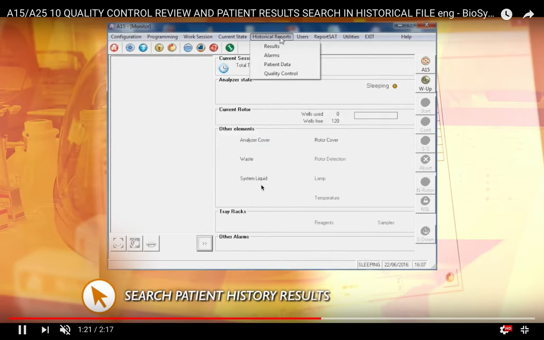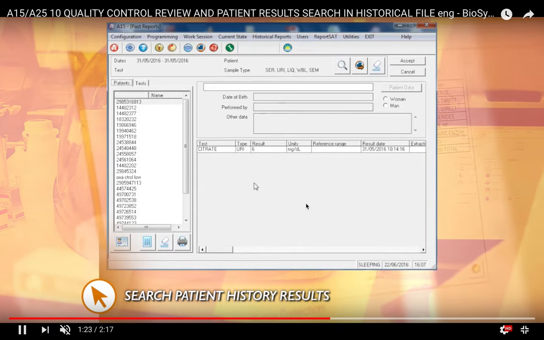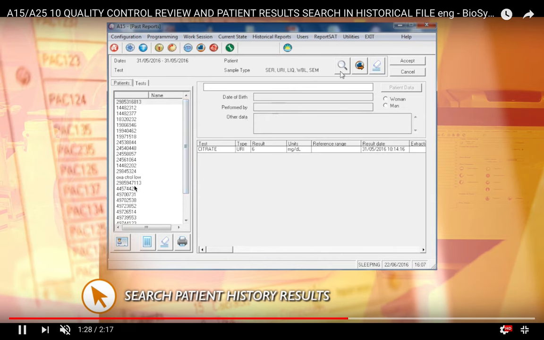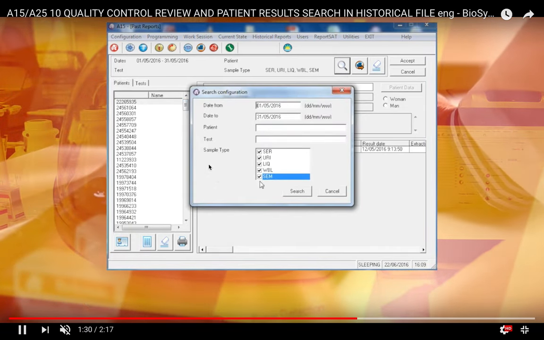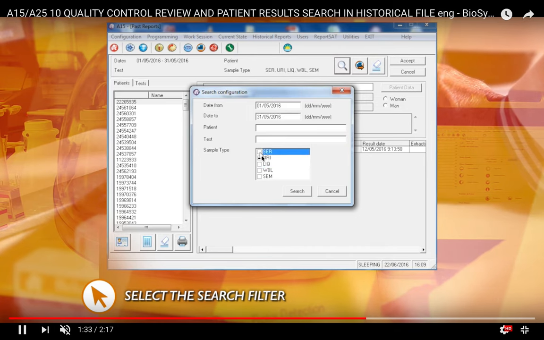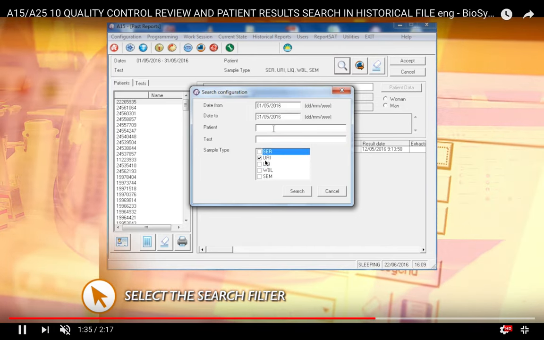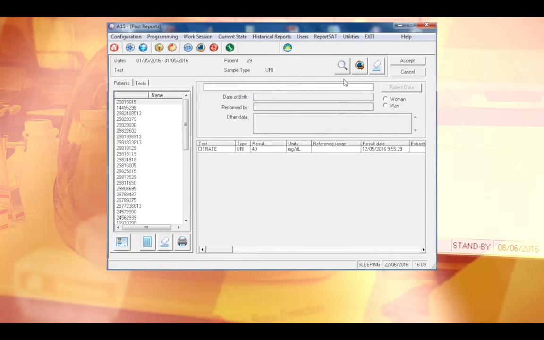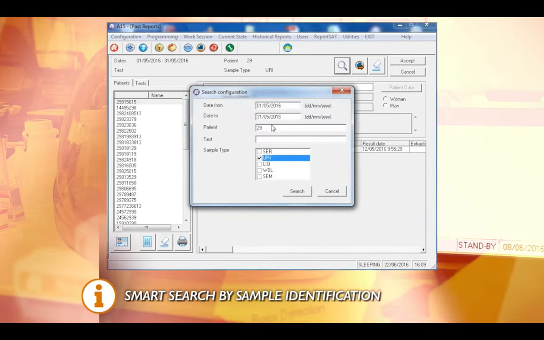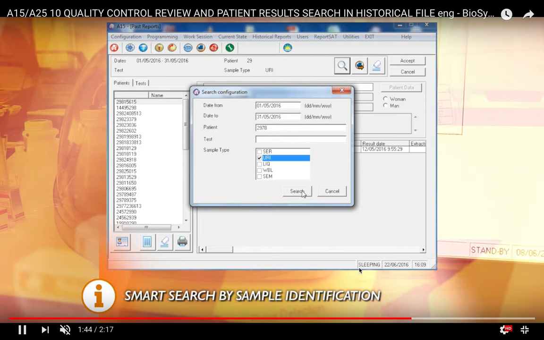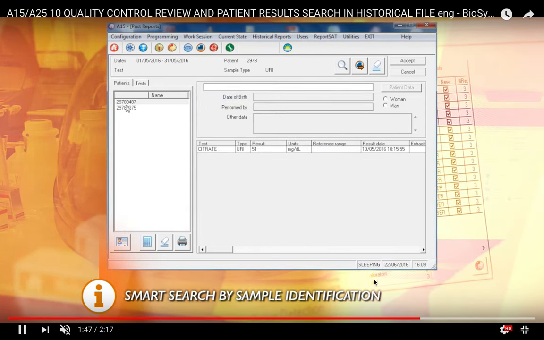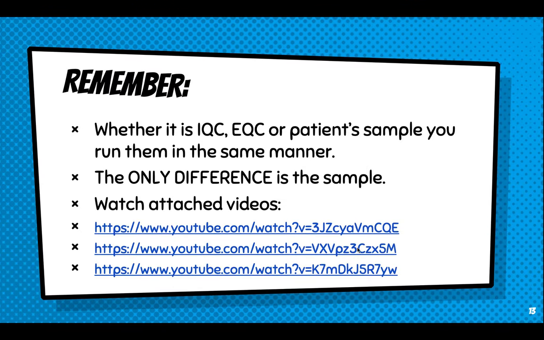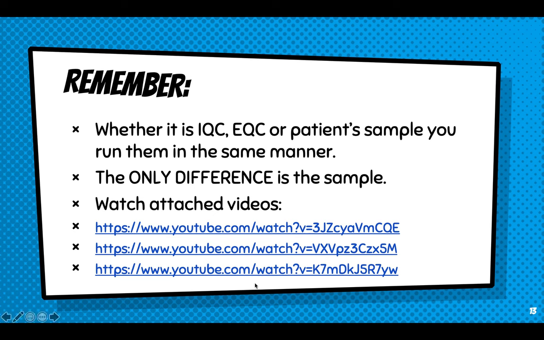If we're gonna check for patient history results, you have that. Ayan. You go to history. You have here the serial numbers for your patient. Okay. You can check what type of samples you wanna look for. So this time they're looking for the urine sample of patient number 29. Ayan. And you can see it there. Okay. So that is actually how you do your QC.